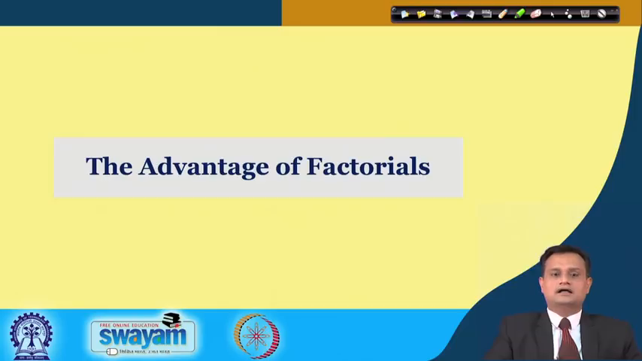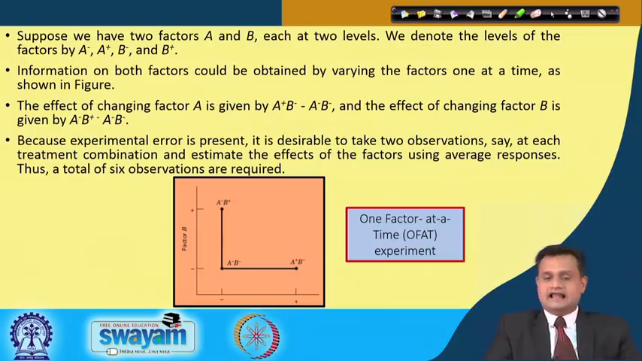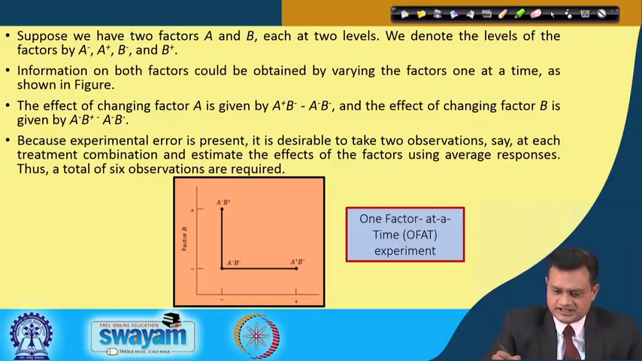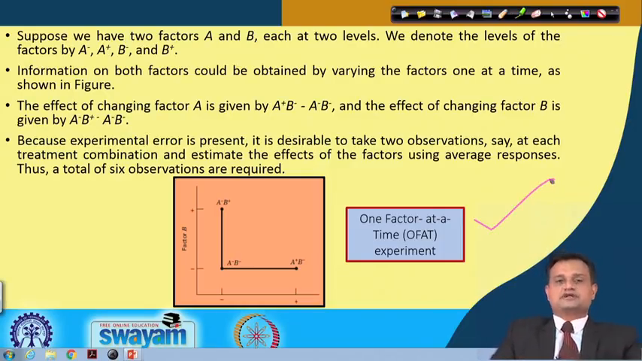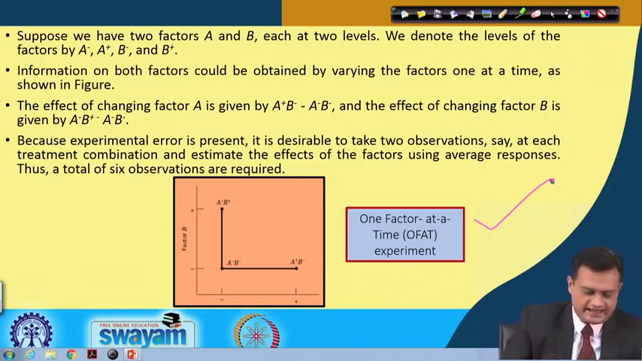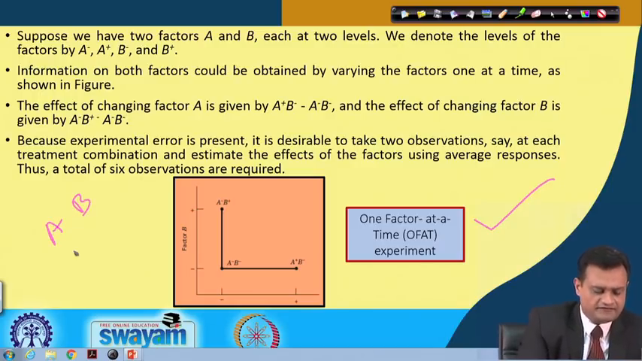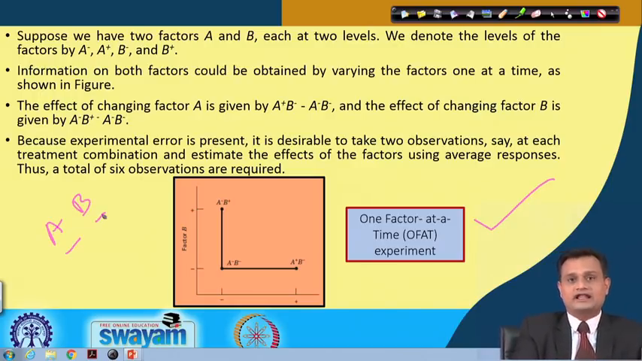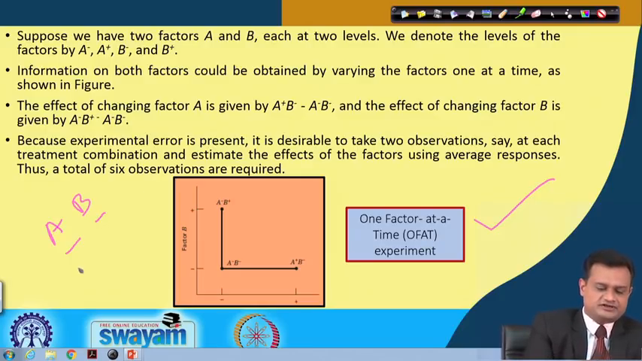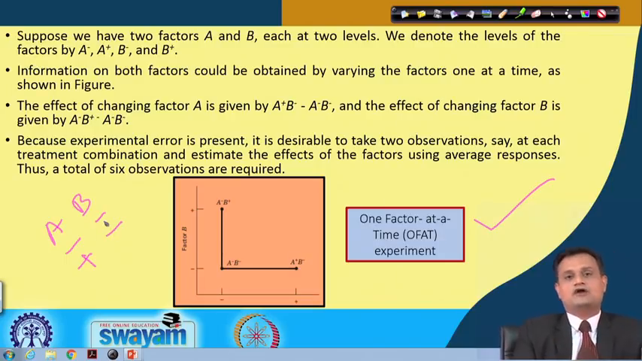Now the advantage of factorial is that it helps me to analyze the interaction. In order to appreciate this, you just see this is the one factor at a time experimentation strategy. So one factor at a time means, suppose I have factors A and B, and both the factors are set initially at low level. Now I am changing factor A to positive. I will not change the level of factor B, it will be set at the initial condition.